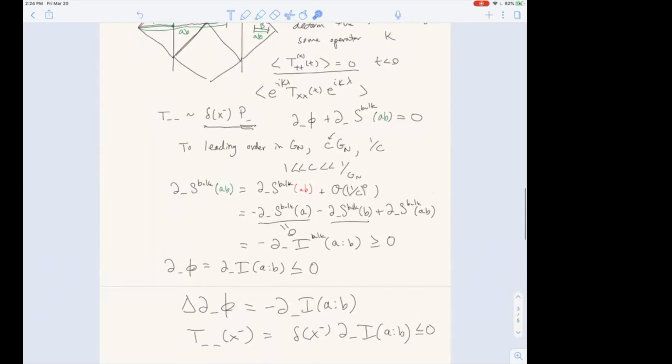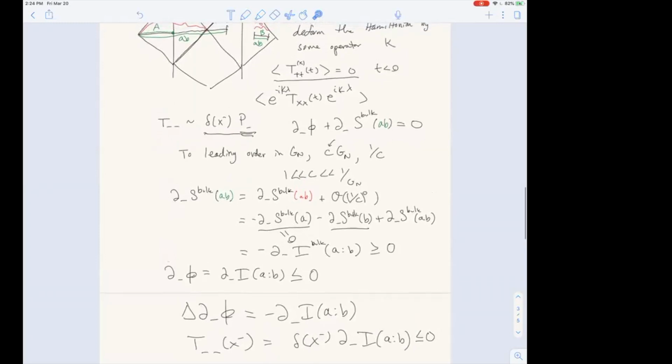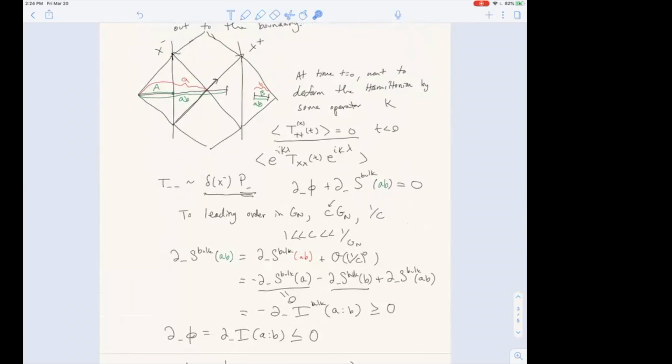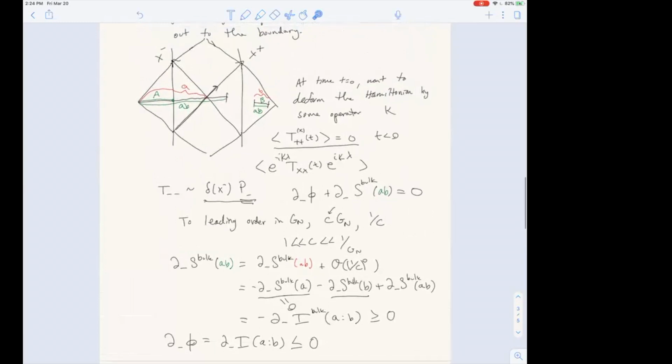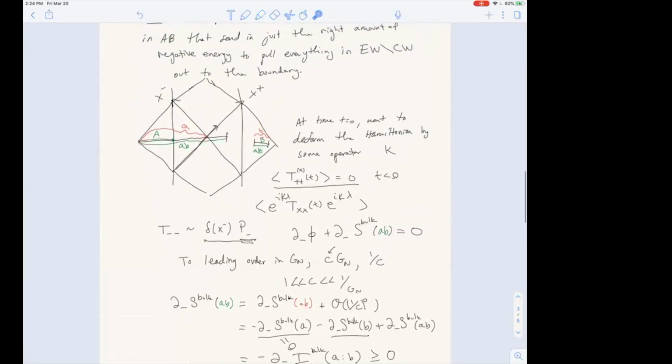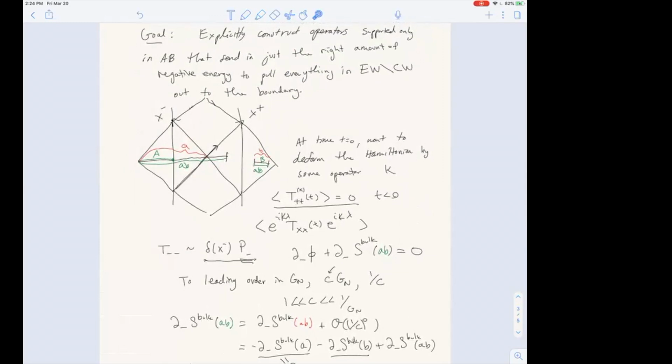Okay? Does that explanation make any sense? I'm inferring causality properties from the behavior of the dilaton. Perhaps some people who are less familiar with higher dimensions might have gotten lost by that. But does that make any sense to people?